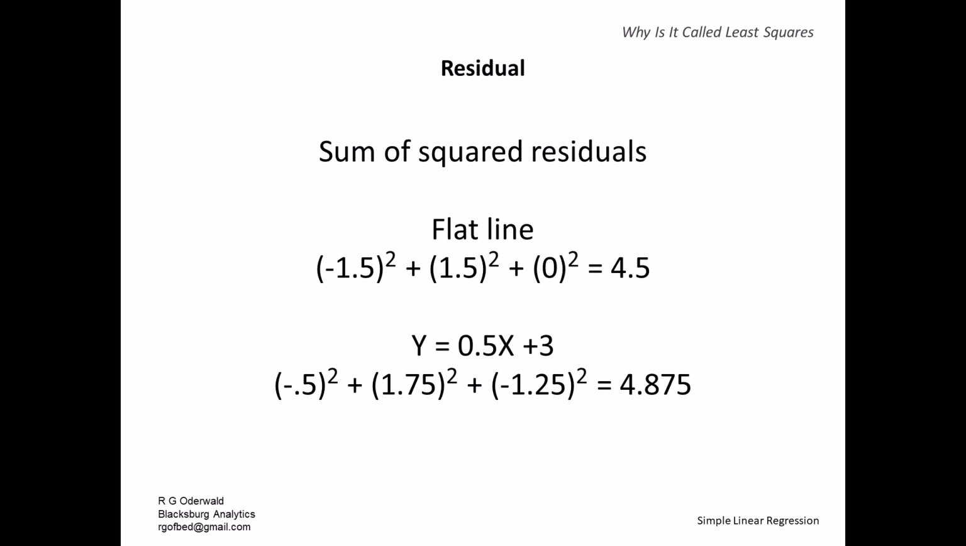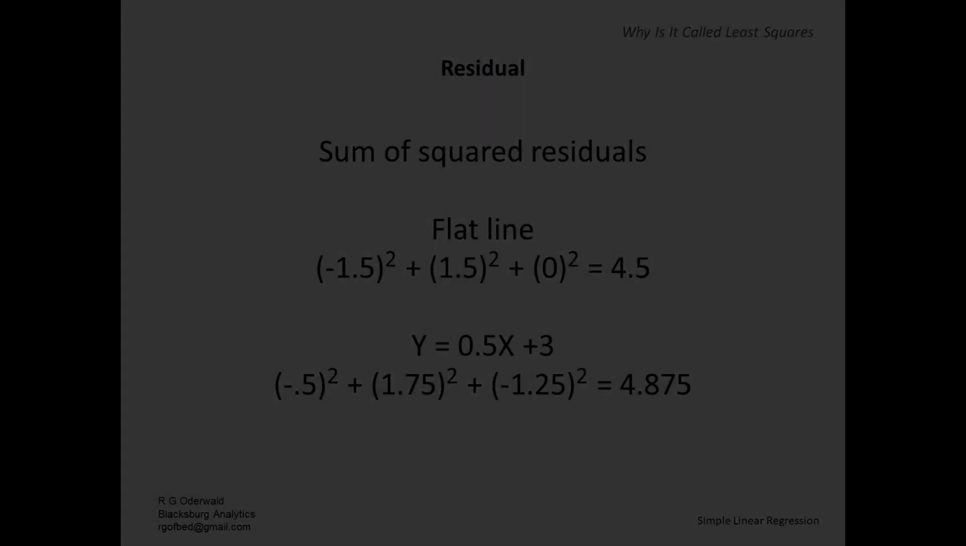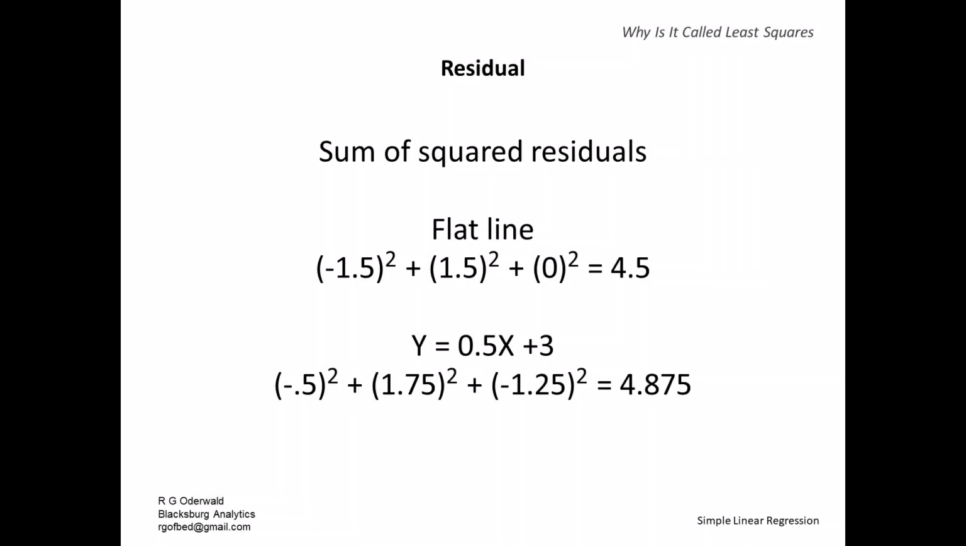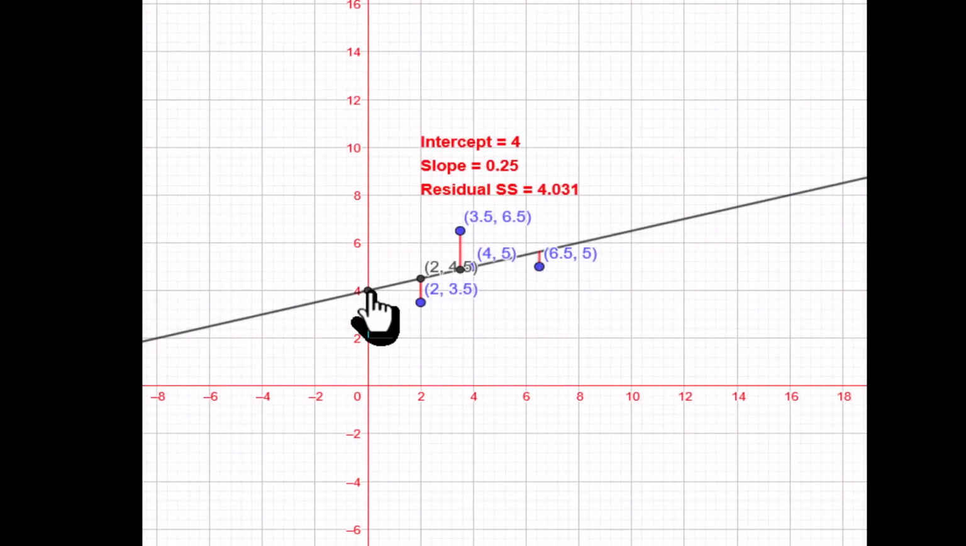For the flat line, the sum of the residuals squared is 4.5. For the line with slope equals 0.5 and intercept 3, the sum of the squared residuals is 4.875. Therefore, the flat line fits better than the line with slope 0.5 and intercept 3. The sum of the squared residuals is smaller. But we can do better.